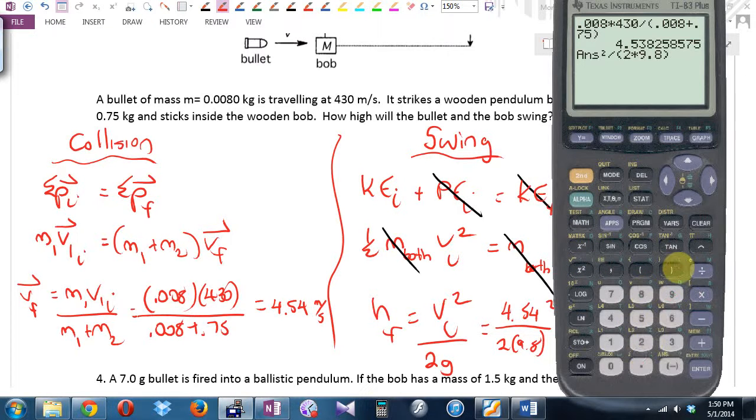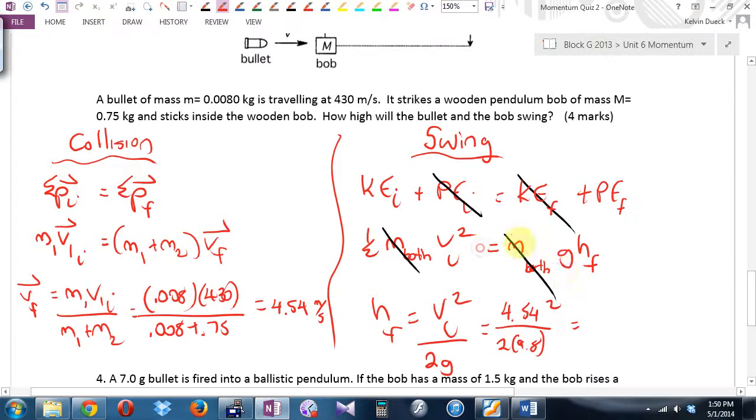Does that work? Do you get 1.05 meters? So if you get that, you get 4 out of 4. Otherwise, I'd probably go something like this. Half mark for that. Half mark for that. Half mark for that answer. Gets you 1.5. 2 marks.